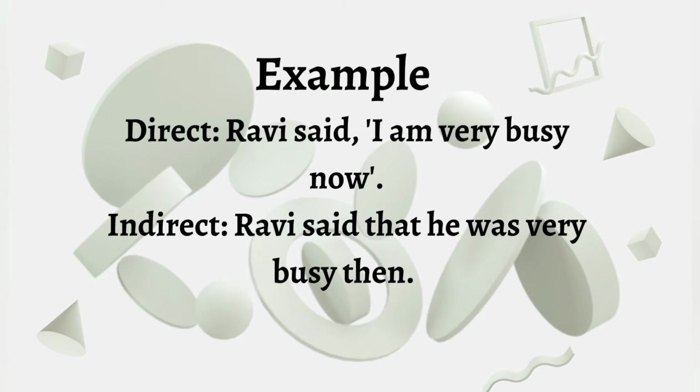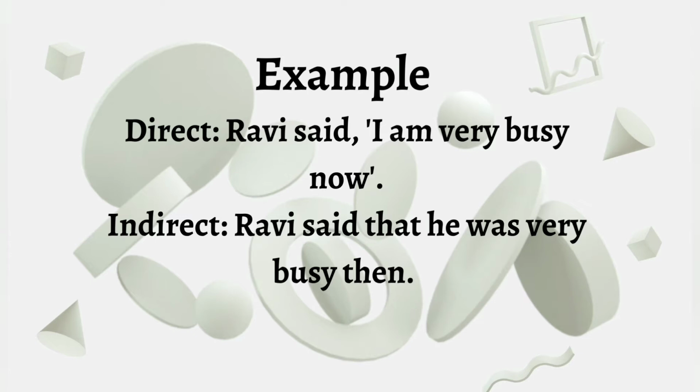Look at the first sentence. Ravi said, "I'm very busy now." This is the example of direct speech. Look at the second sentence. Ravi said that he was very busy then. This is the example of indirect speech. It will be noticed that in direct speech we use inverted commas to mark off the exact words of the speaker, but in indirect speech we do not.